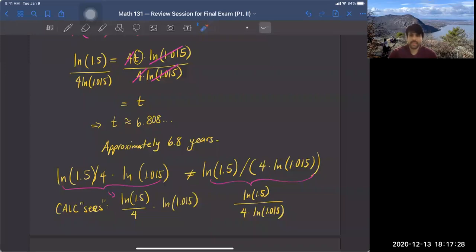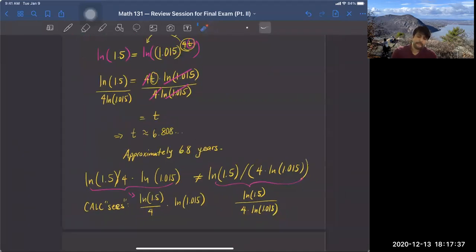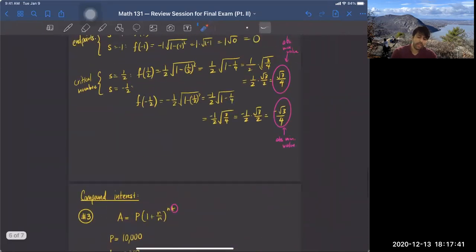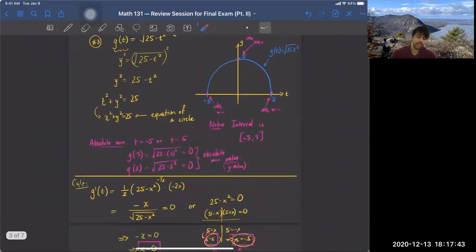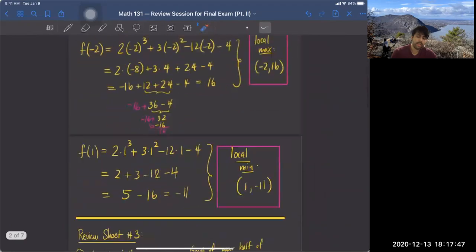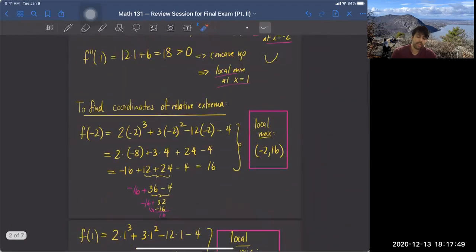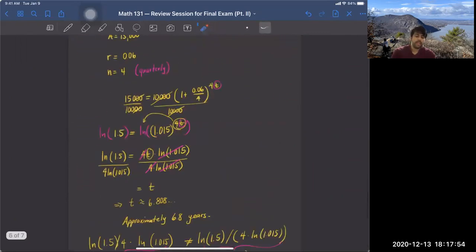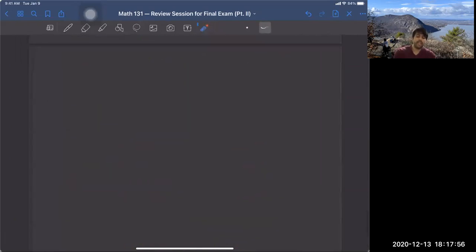Okay, wow, time flies, it's just so fast. Anything else? So we've done compound interest, absolute max, and evaluating limits. Is there anything else you want to see? View the sheet, exams, homeworks, anything.